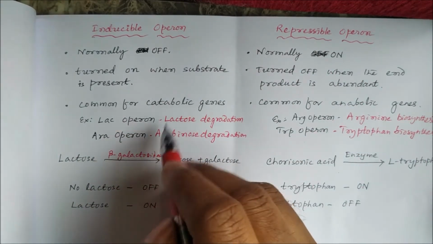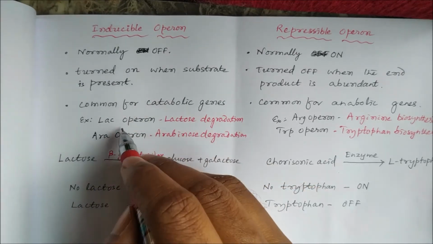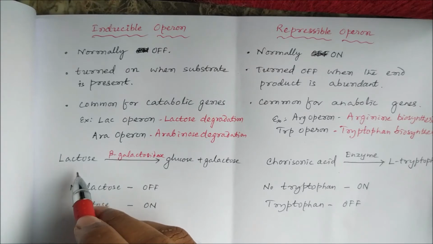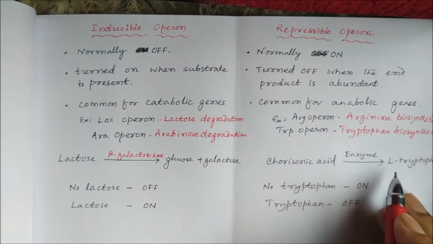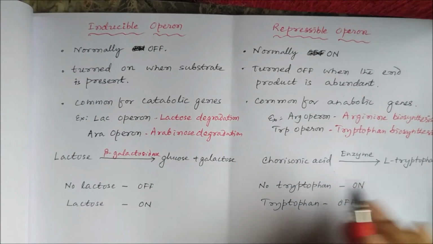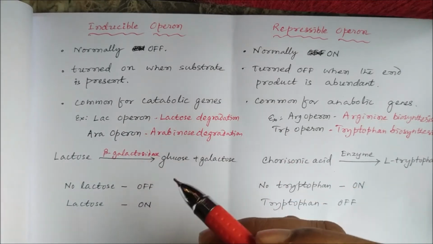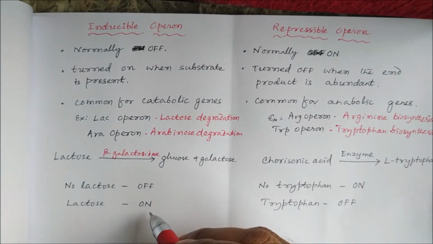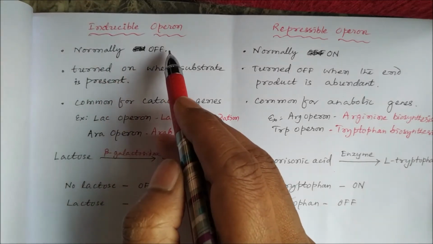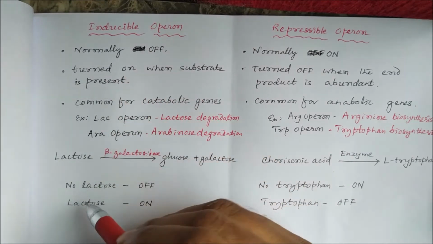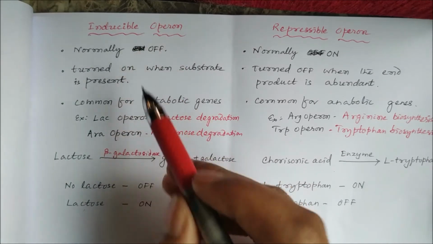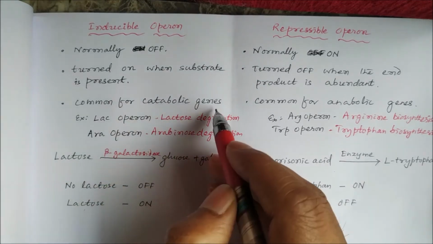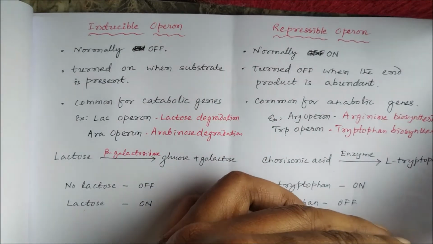Similarly, here there is catabolism or degradation. Lactose degradation, lac operon; arabinose degradation, ara operon. Lactose, we know, is a beta galactoside degraded by the enzyme beta galactosidase. Lactose is degraded to glucose and galactose. When there is no lactose, the operon is off, and when there is lactose, that will cause it to be on. Normally the operon is off; when there is lactose, the substrate, the operon is on, and it will produce enzymes like beta galactosidase which will break down the lactose. That's why it is called catabolic. So let us see how they operate.